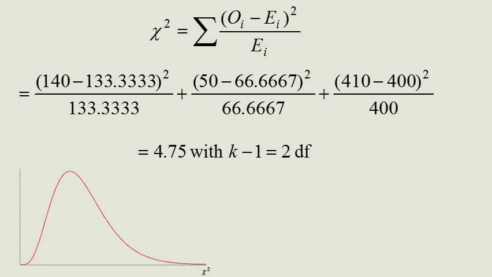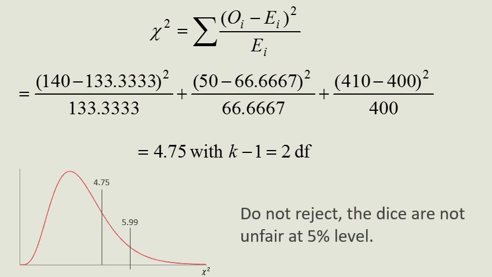And if we look at the chi-square distribution with 2 degrees of freedom, then the 5% critical value is 5.99. Since our chi-square value is less than the critical value, we would not reject. What does that say about the dice? The null hypothesis was that the dice are fair, so not rejecting leads us to the conclusion that the dice are fair. Actually, it's more appropriate to say that we don't have enough evidence to prove that they are unfair.